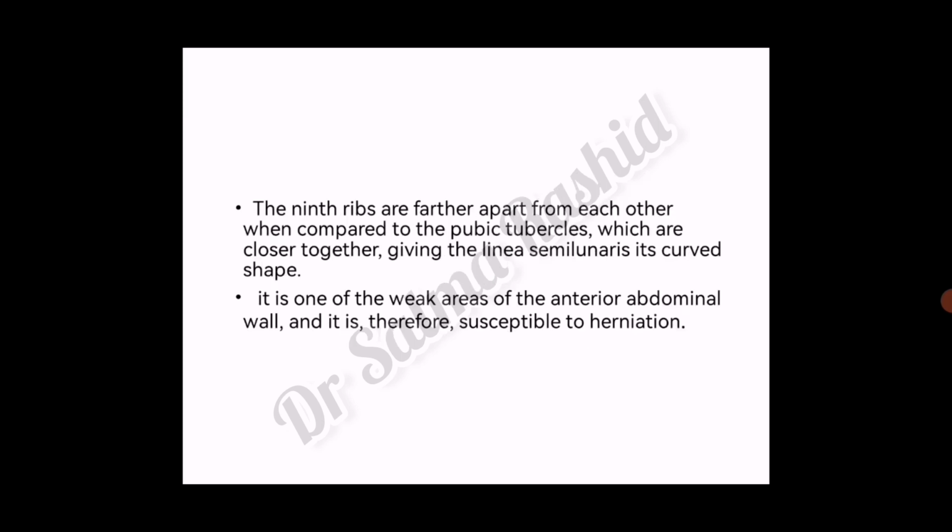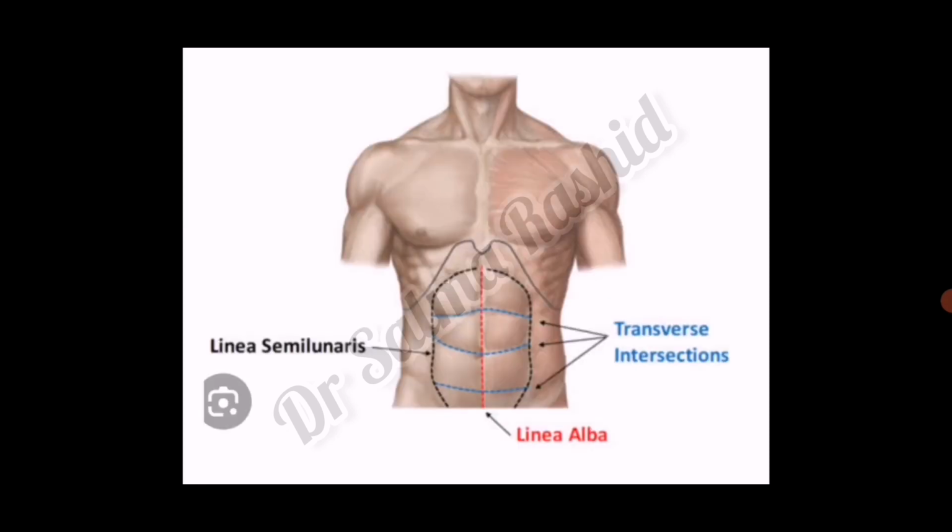The 9th ribs are further apart from each other when compared to the pubic tubercles, which are close together, giving the linea semilunaris its curved shape. It is one of the weak areas of the anterior abdominal wall and it is therefore susceptible to herniation. Now in this picture you can see linea semilunaris.